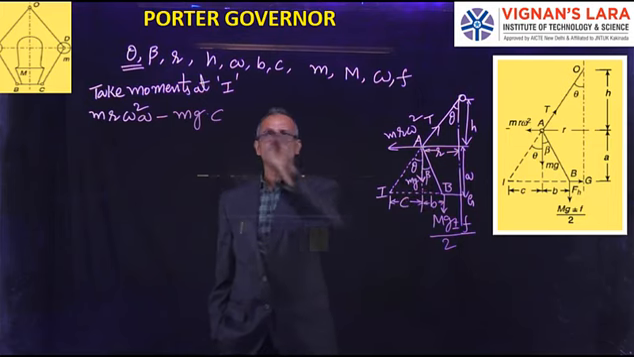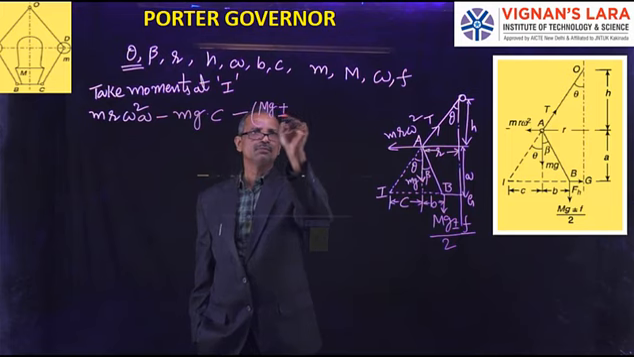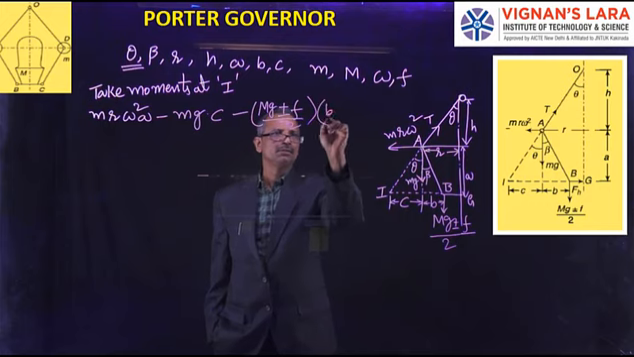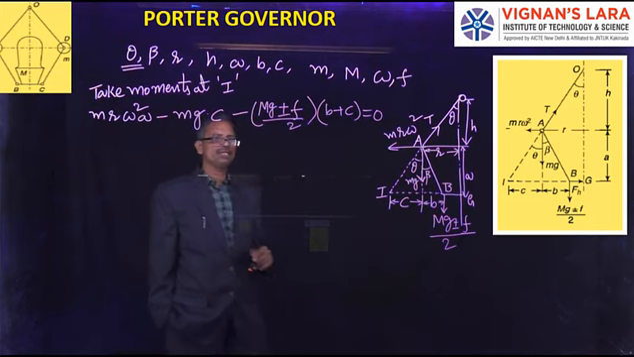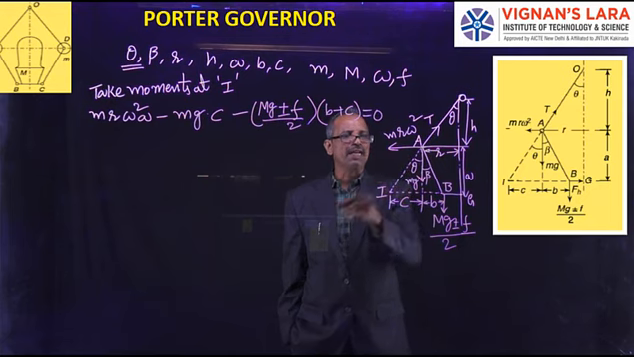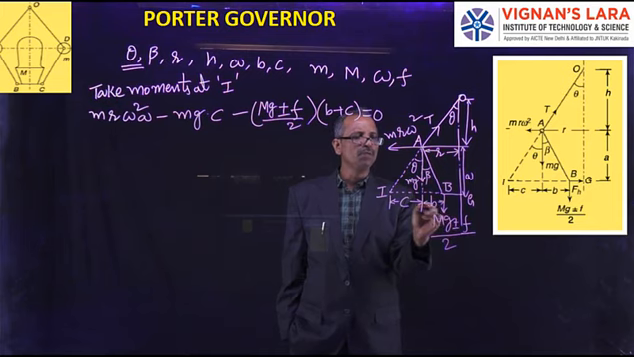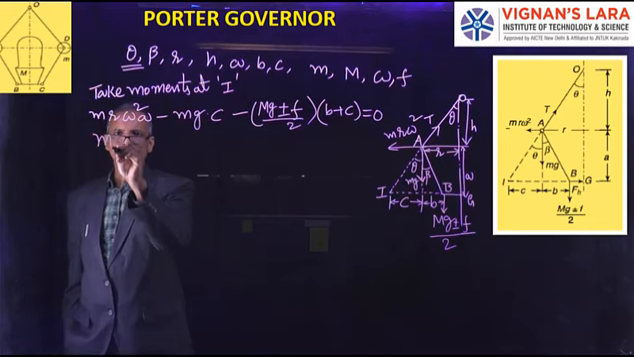Okay, then (mg ± F/2) into (B + C) is equal to 0. So the equilibrium equation is written like this, taking moments at I: mrω² anticlockwise moment taken as positive multiplied by A, then mg into C, then (mg ± F/2) into (B + C) is equal to 0. Let us rearrange the equation.